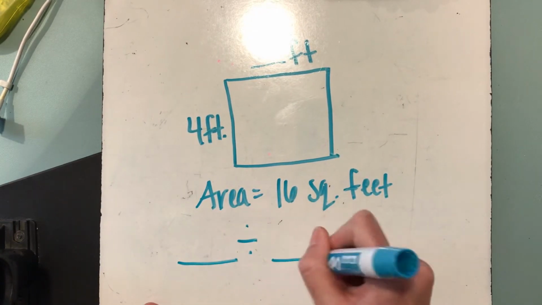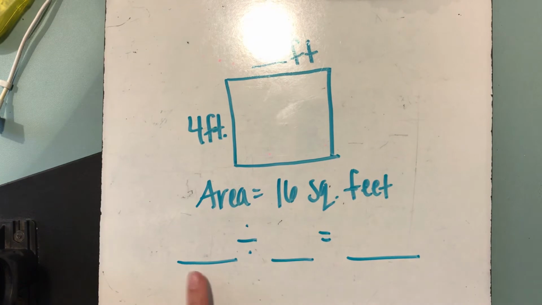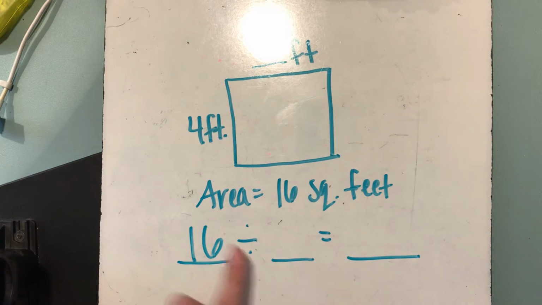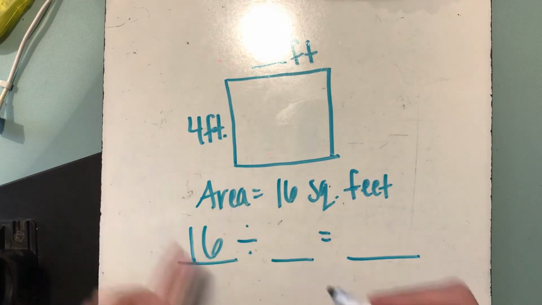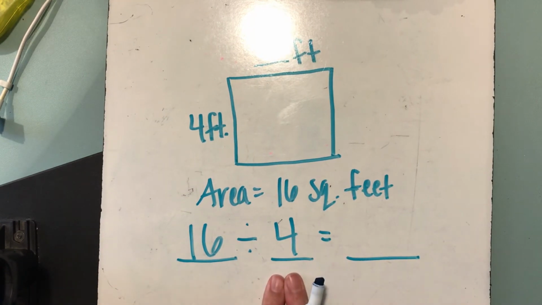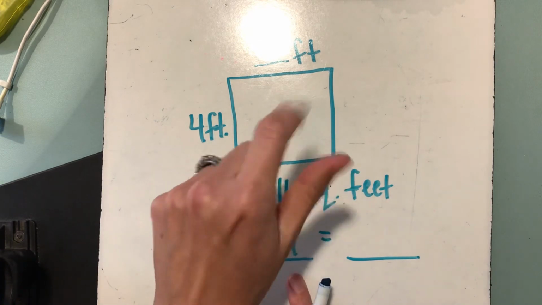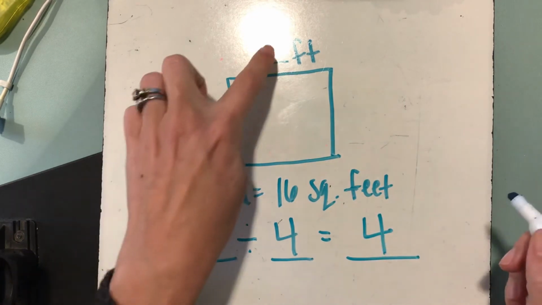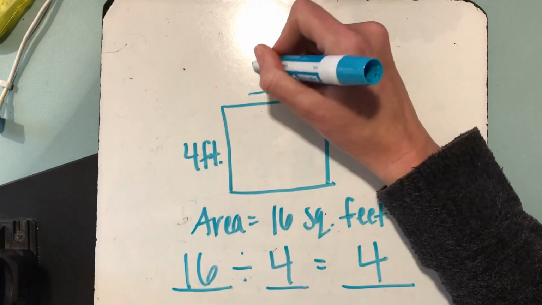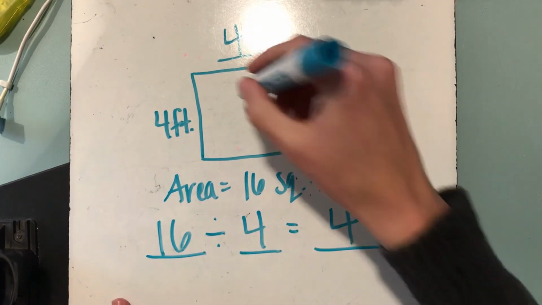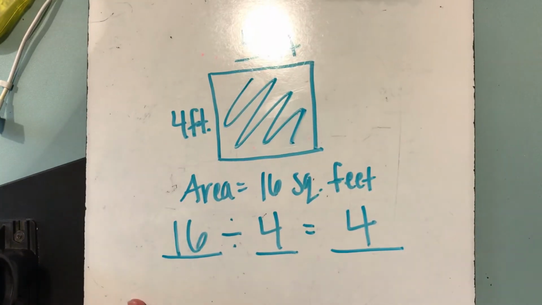Let's set up our division sentence. Our total always goes first. So 16 divided by, what's one of the sides? 4 equals what? Well, let's skip count by 4s until we get to 16. 4, 8, 12, 16. So we know that the other side here, that missing side, is 4 feet. So the total is 16 square feet. The area inside here is 16 square feet. Awesome.